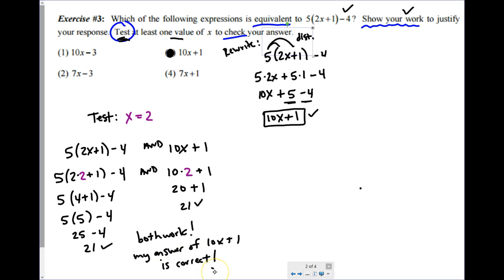This is an amazing skill that will help you on the Regents to check your work, is just to pick any number. Could I have picked something other than the 2? Could I have picked a 3 or a 4 or a 5? Sure, I just picked 2 because it's an easy number to work with, right? You could have picked any other number, but 2 is an easy one to work with, okay?